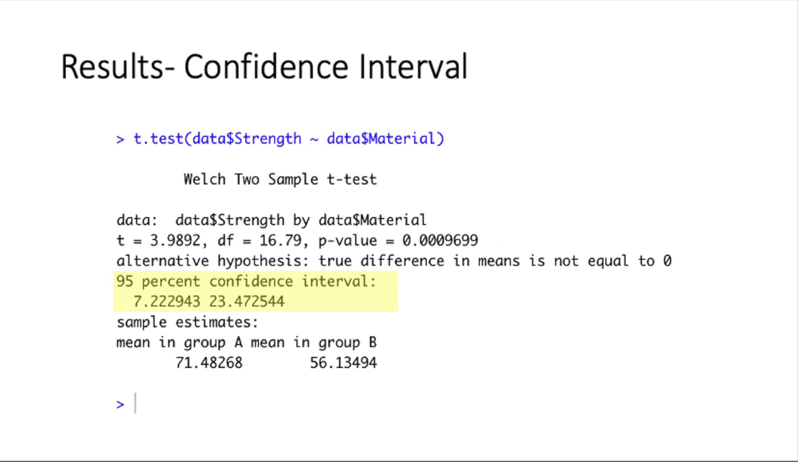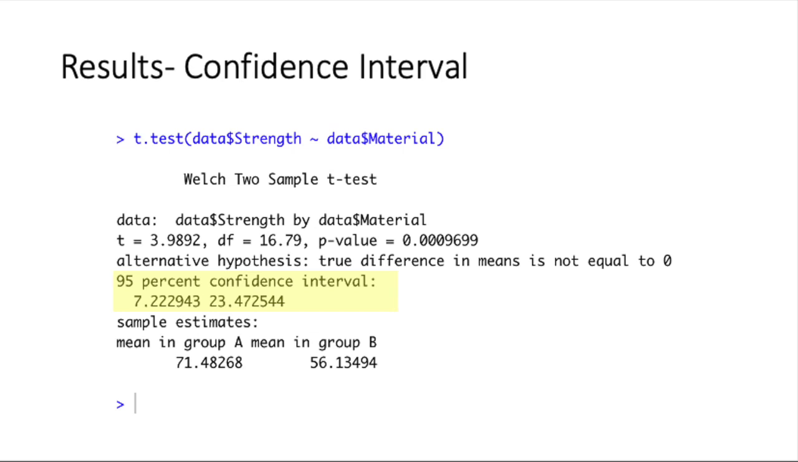So we also have the 95% confidence interval. That's saying that if we took the difference between the two means, that true value, because we just have a sample, but the true difference between material A and material B, we're 95% sure it's between 7.2 and 23.5. And since that confidence interval is all greater than 0, 0 is not in that confidence interval, we are pretty sure or confident that there is a true difference between the groups.